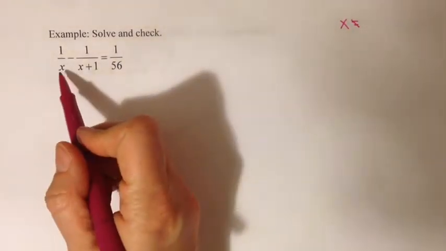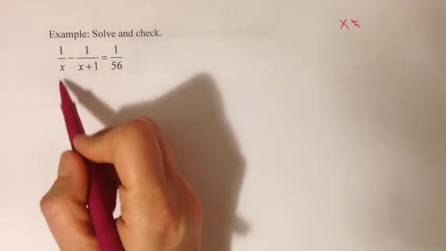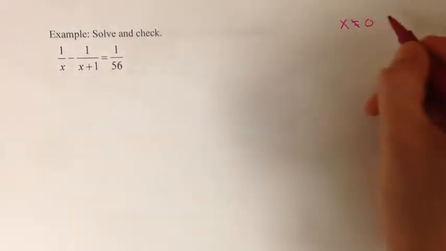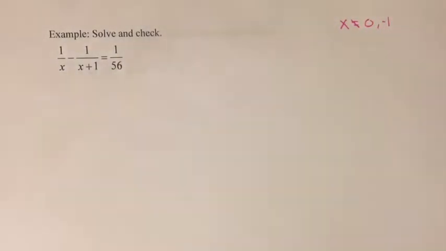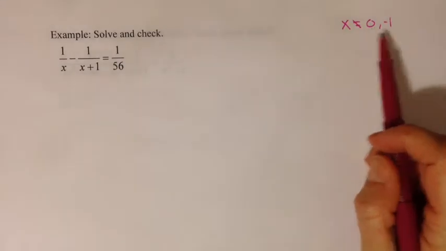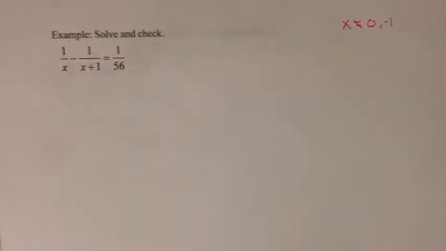When I look at this, I notice that x can't be 0, otherwise I'd be dividing by 0. And I also notice that x can't be -1, again, otherwise I'd be dividing by 0. So if in the process of solving this equation, I end up with x equals 0 or x equals -1, I know that those won't really be part of my answer. Now that we've done that, let's get down to following our steps.